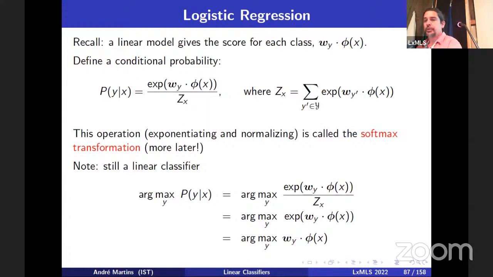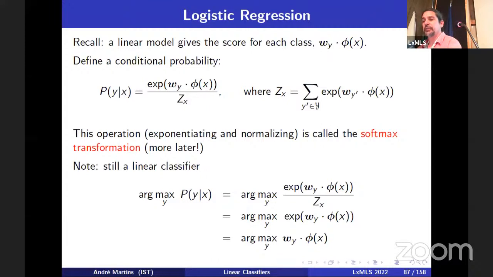So in logistic regression, what we have is essentially a linear model that is going to give us a score for every class. This is the same that we had for the multi-class perceptron that we talked about before the break. And the thing that is going to change is that now we are going to convert these scores into probabilities by doing something called the softmax transformation.